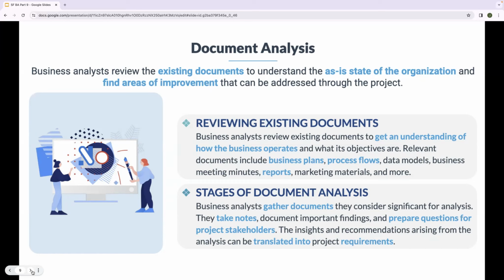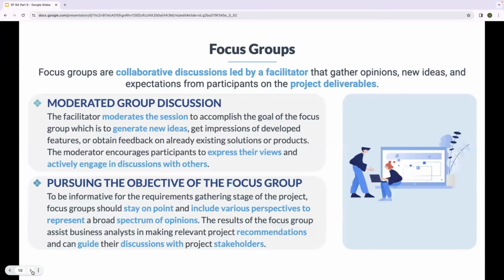Stages of document analysis. Business analysts gather documents they consider significant for analysis. They take notes, document important findings, and prepare questions for project stakeholders. The insights and recommendations arising from the analysis can be translated into project requirements.